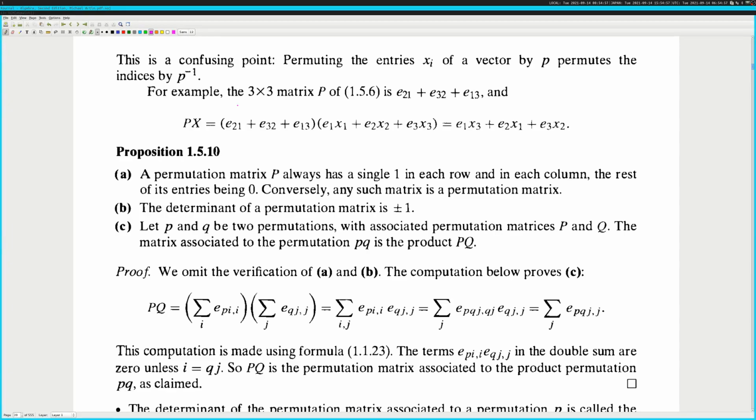Let P and Q be permutation. Oh, great. More of this. I'm just looking ahead at the proof and going, I don't want to read that, but I guess I will. Let p and q be two permutations with associated permutation matrices P and Q. The matrix associated with the permutation pq is the product big P, big Q. Of course, you omit verification of A and B. Lovely.